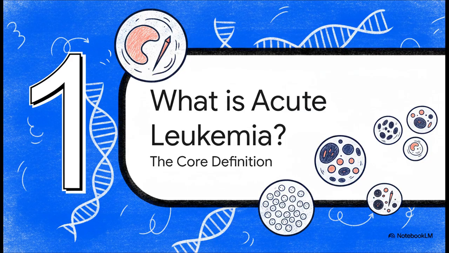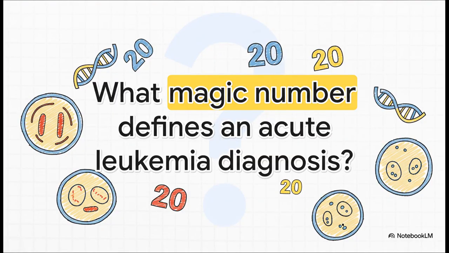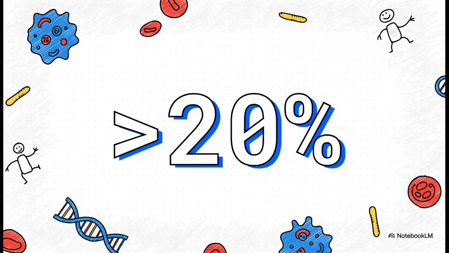Okay, first things first. Before we can get into the nitty-gritty, we have to know what actually makes a leukemia acute. There's a very specific definition. On any exam question, you've got to know the threshold. There's one specific percentage that is the absolute definition of an acute leukemia. Any idea what it is? Think about it for a second. There it is, greater than 20%.